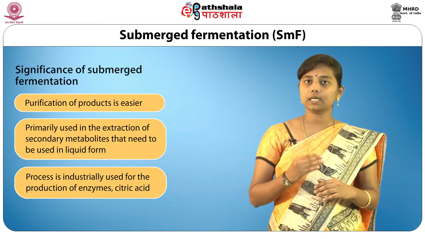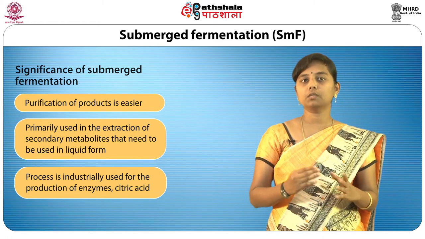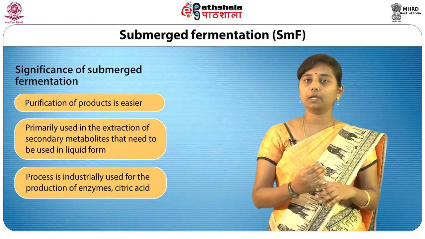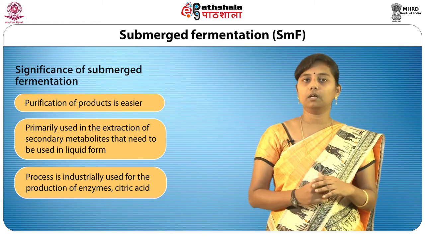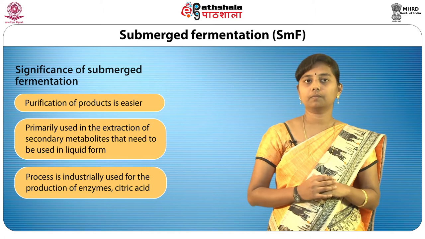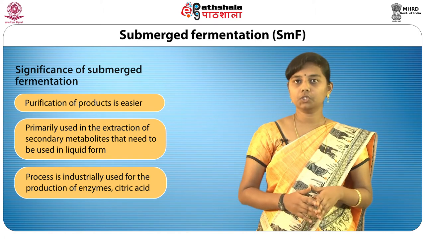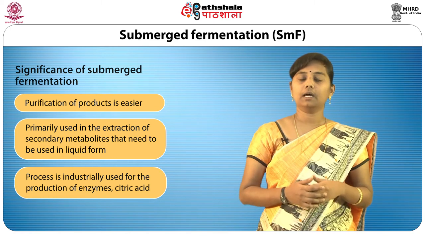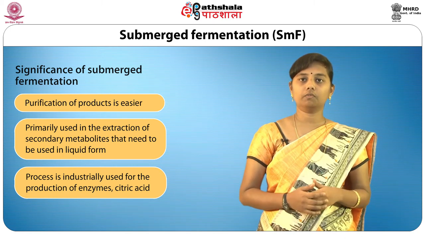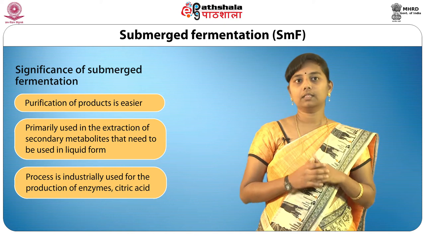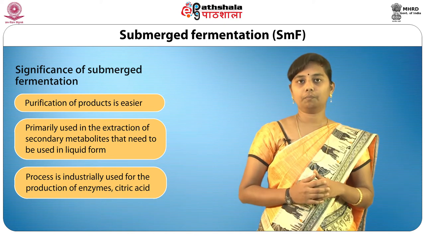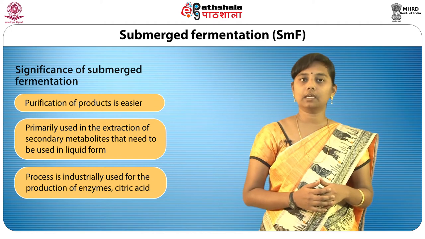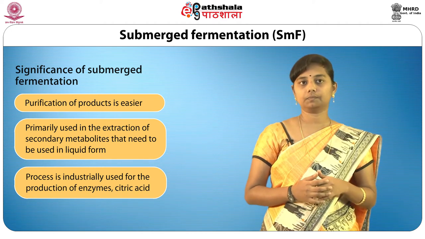Also, a steady flow of oxygen must be circulated throughout the process. As the microbes break down the nutrients in the media, they produce enzymes. The significance of submerged fermentation is that purification of product is easier, and it is primarily used in the extraction of secondary metabolites that need to be used in liquid form. This process is industrially used for the production of enzymes, citric acid, etc.